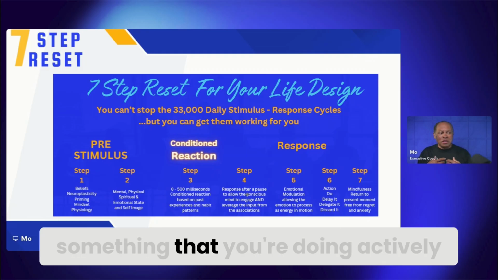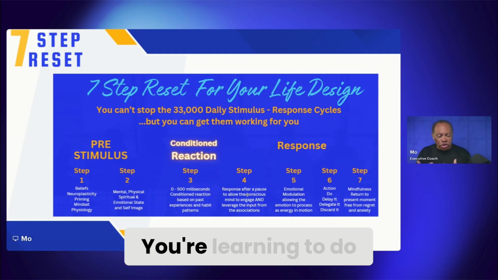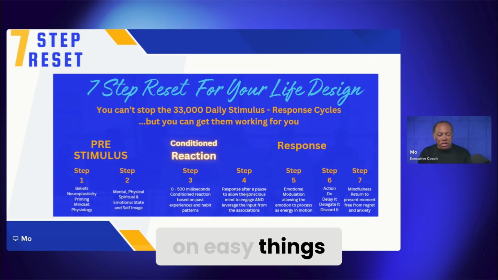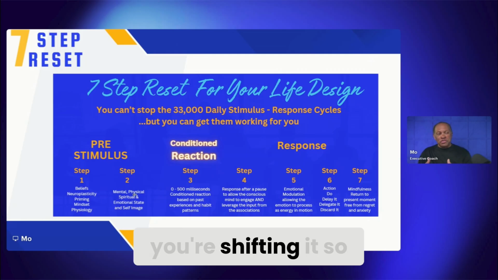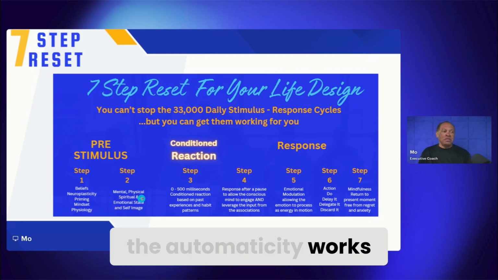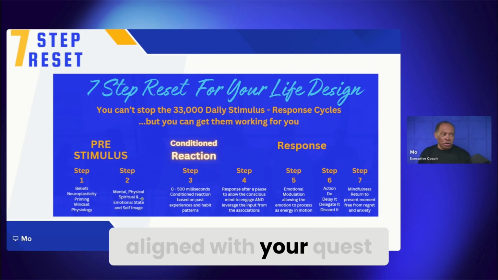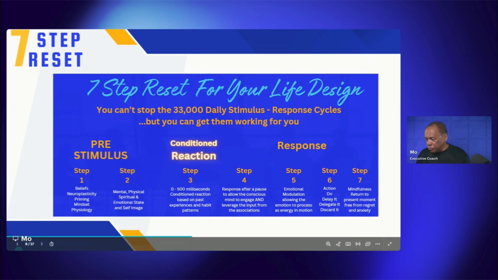This is not something that you're doing actively. You're learning to do it on easy things, so you're building the conditioning. So the same way the automaticity works based on how you were from 0 to 7, you're shifting it so the automaticity works in a way that's aligned with your quest or your purpose.